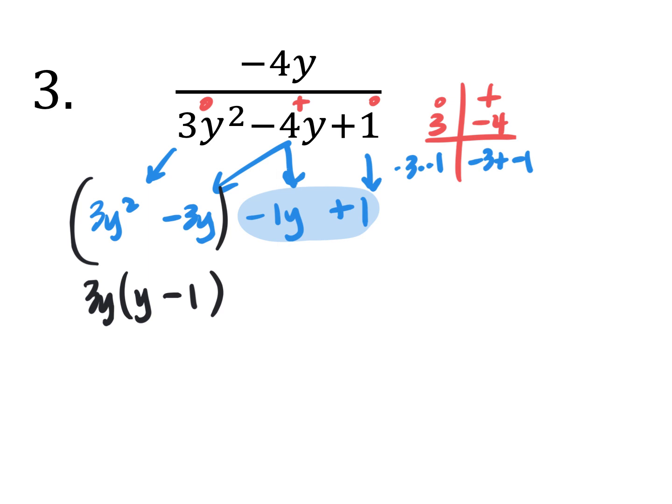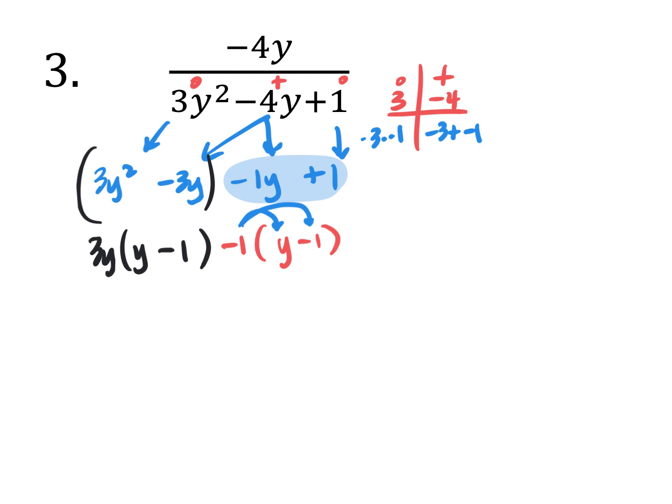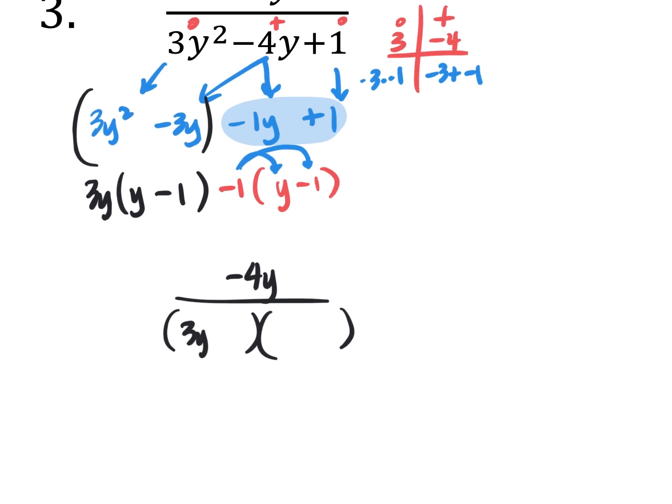What do we got to do? Exactly. So if I take out a negative 1, when I distribute that, would I get what I had before? Negative y, negative times negative is a positive 1. So I feel good about that. So you guys, let's rewrite my problem. On top, I had a negative 4y over. What are we going to put in the bottom? Perfect. 3y minus 1 and a y minus 1.